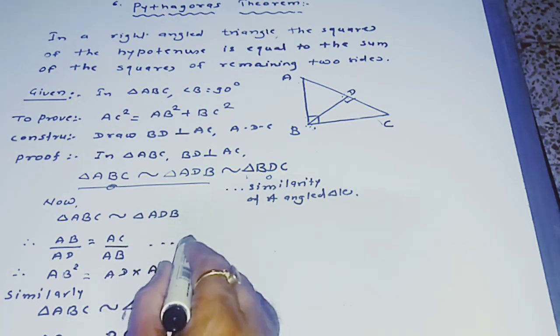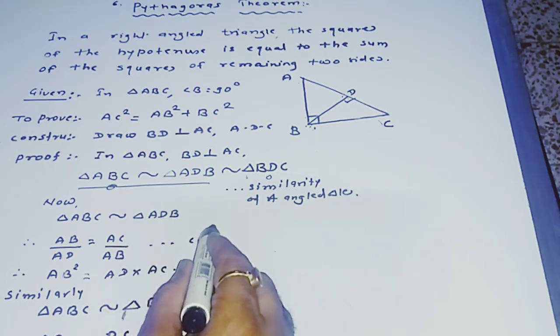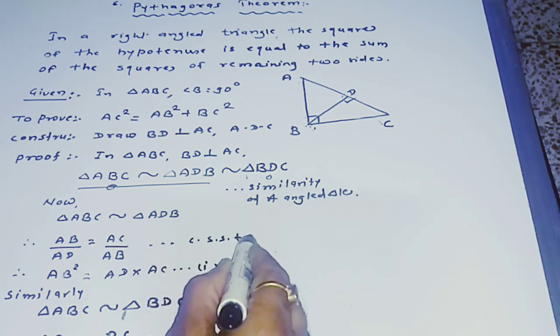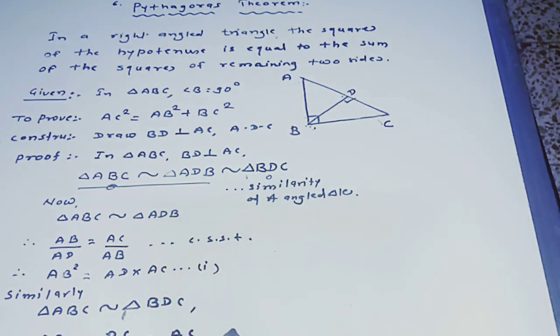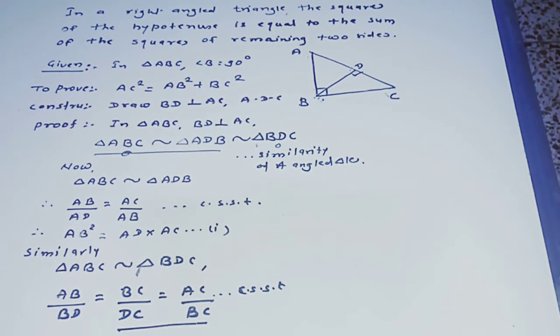These are corresponding sides of similar triangles. Here also corresponding sides of similar triangles. Consider these two. So therefore we have BC into BC, that is BC square. So BC square is equal to AC into DC. This is our second.